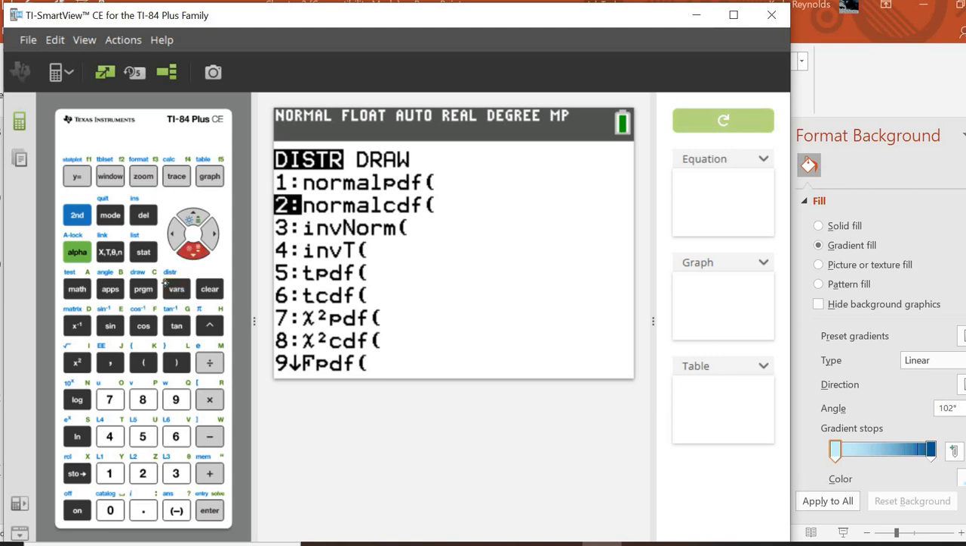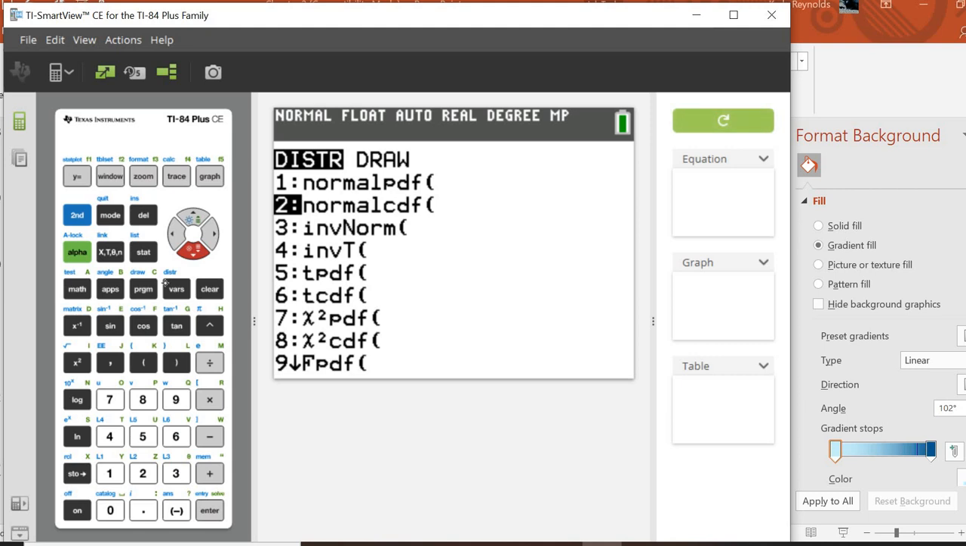That's cumulative density function. We never use normal PDF because that's the value at a given point. And in a density curve, since it's the area under the curve that gives us the probability, there's no value just at one point because there's no area there. So number one, you're never going to use.